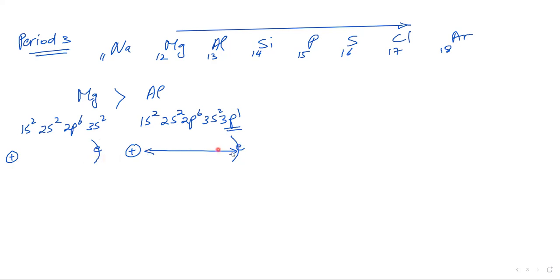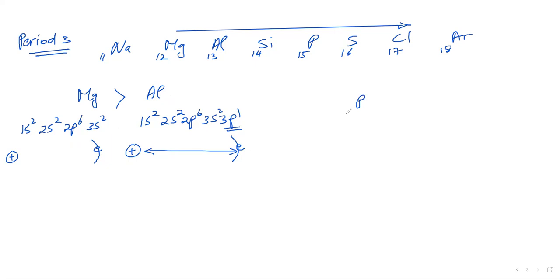The distance between the outer electron and the nucleus is further than in case of magnesium, and also the shielding effect here increases. Here we have 1, 2, 3, 4 shells or subshells shielding the effect of the nucleus away from this outer electron. But here we have only 3 subshells containing electrons that shield the effect of the nucleus away from this electron. And so we will see that the first ionization energy to remove this electron in case of aluminium is less than that of magnesium.